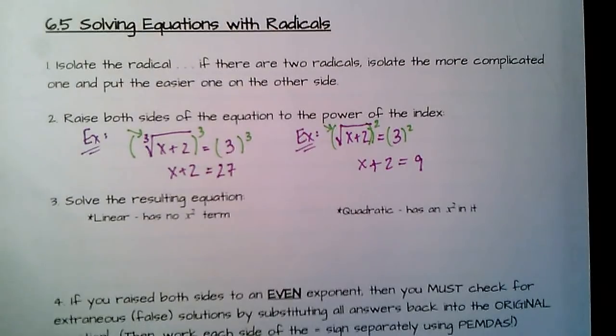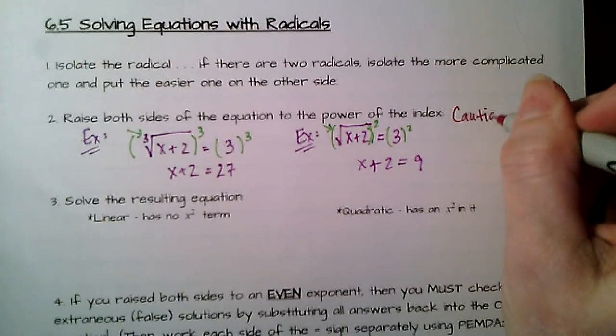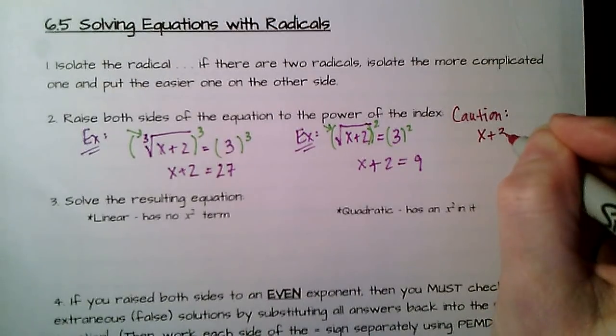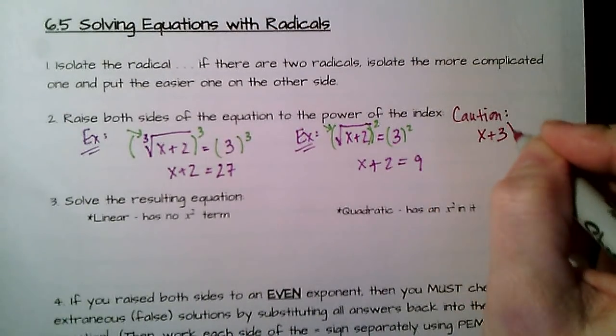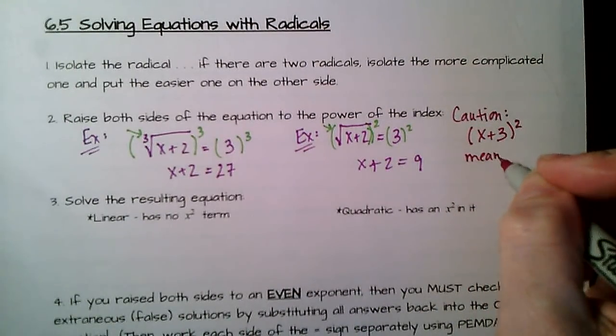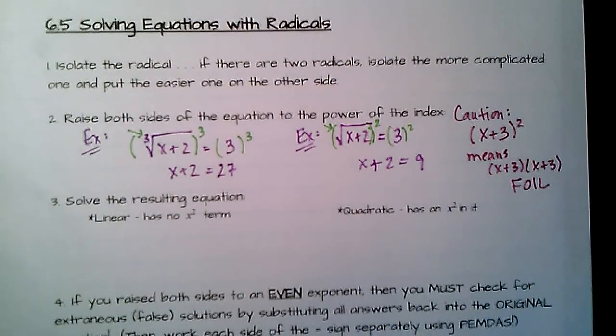Now there is a caution. If you happen to end up with a variable on the side that doesn't have the radical, so if I had x plus 3 instead of just 3 here, and I wanted to square it, then I would need to do x plus 3 times x plus 3 and FOIL. So be careful: if you have a binomial with a variable in it, you need to FOIL that, not just make it into x squared plus 9.